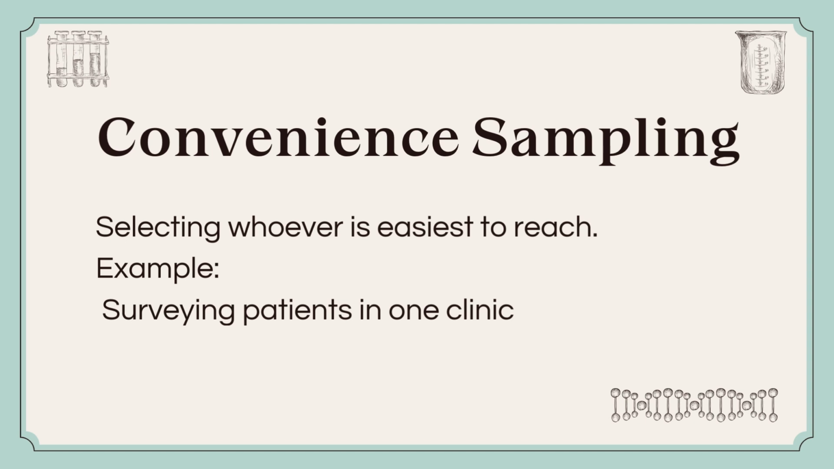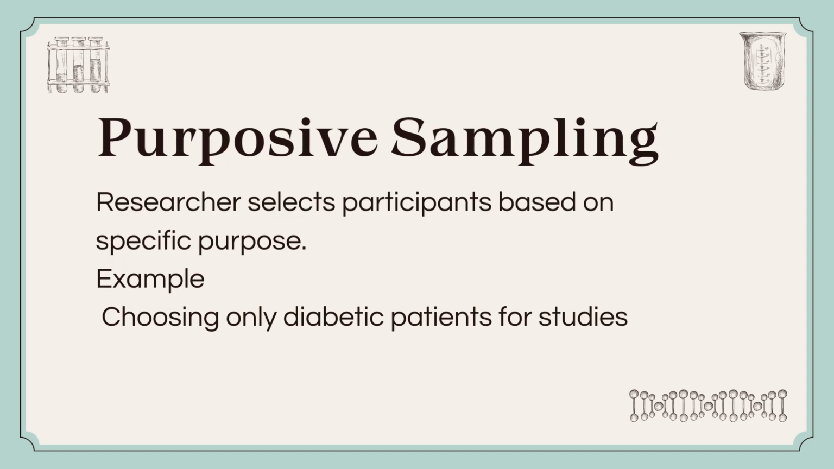So that's convenience sampling. Now, in purposive sampling, the researcher selects participants based on a specific purpose. For example, you want to study only diabetic patients, so you're looking for only diabetic patients. You're looking for only HIV patients. That's purposive. You're going to use the purposive sampling method.